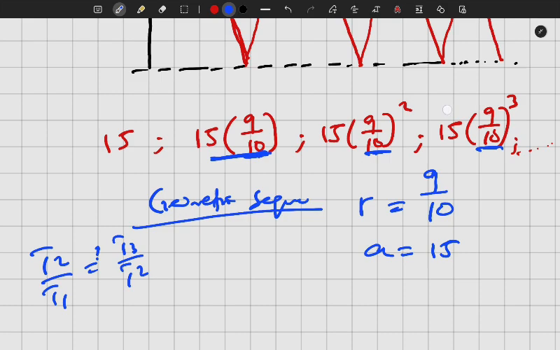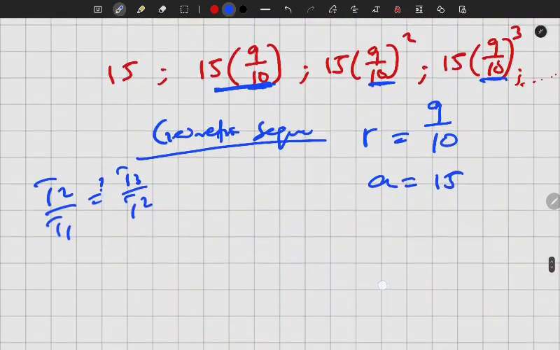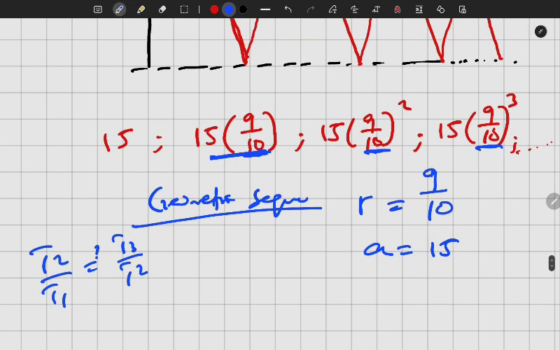Now we've defined what kind of sequence this is. We've seen that the heights form a sequence. Now they're saying we must show that the total distance that the ball will bounce cannot exceed 290. So let's look at this. The total means that we are now adding these terms. We must show that the sum of these heights will not exceed that number.